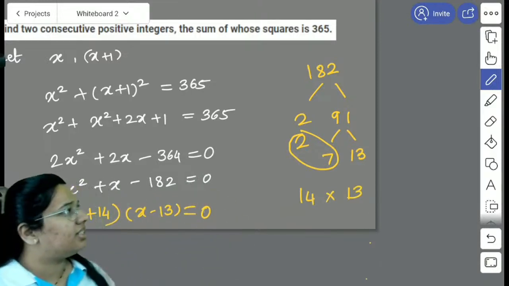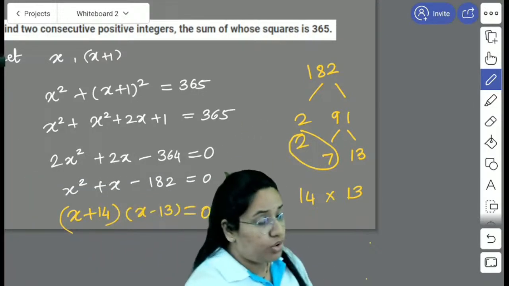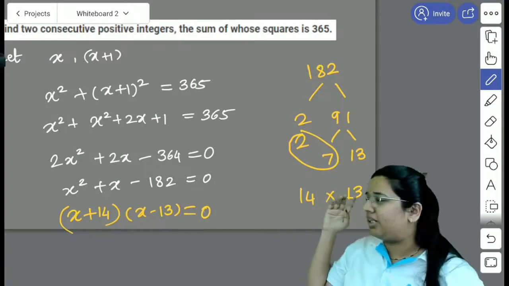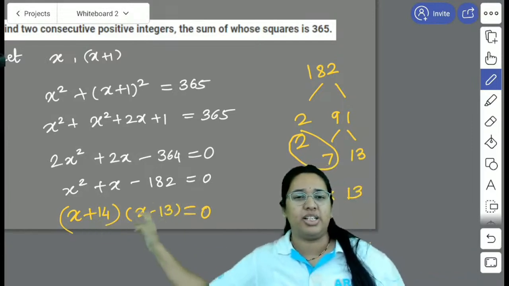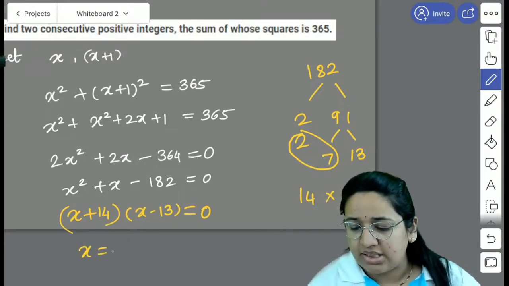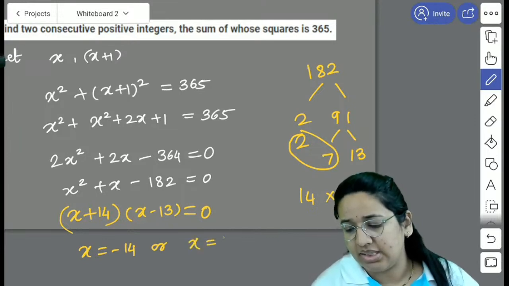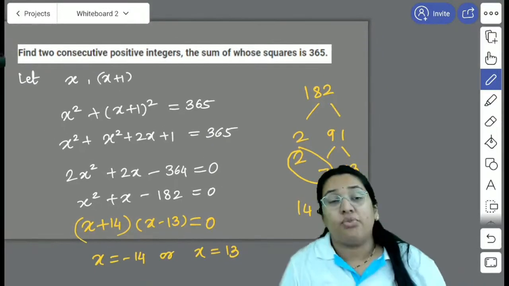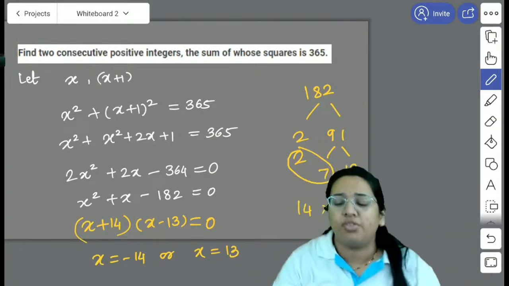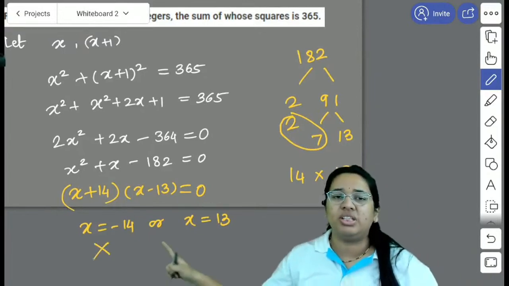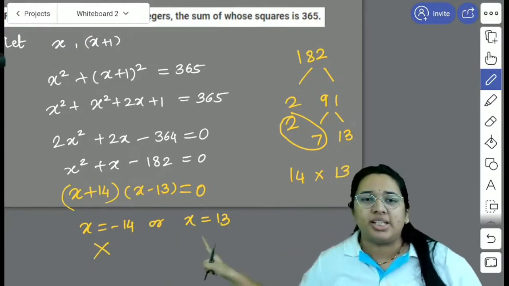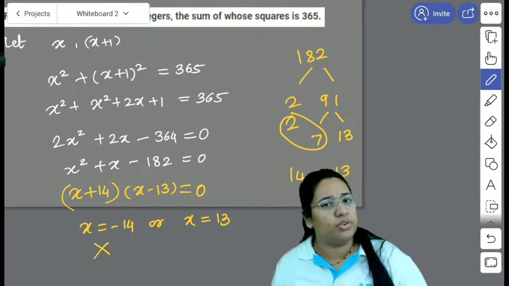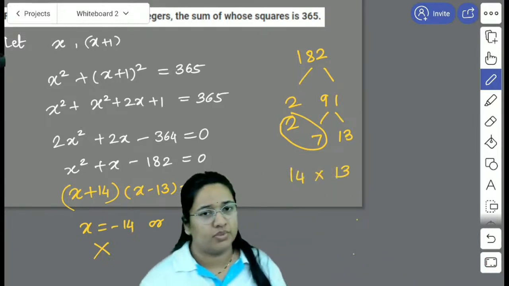But the easiest method is to just try to find out the factors of that number, and after that we club them in such a way that it satisfies the condition. So here x is equal to minus 14 or x is equal to 13. But in the question they are strictly saying to find two consecutive positive integers. So we cannot go with x equal to minus 14. So x equal to 13 will be the first number and the second number is 14. Correct? Getting this one? Okay.